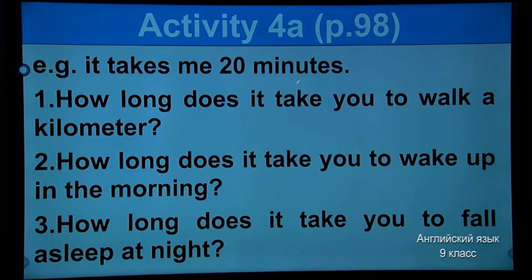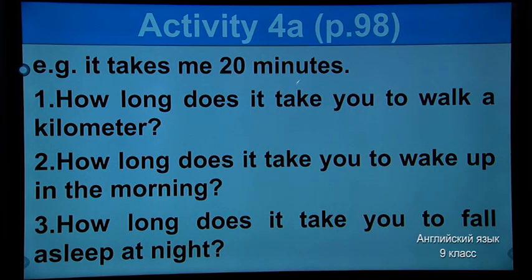Activity 4A. In this activity, you have to answer the questions. The first question, how long does it take you to walk a kilometer? 15 minutes, 20 minutes, maybe 30 minutes? Thank you. Second question, how long does it take you to wake up in the morning? 5 minutes enough? If your answer is 5 minutes, it takes me 5 minutes to wake up in the morning.